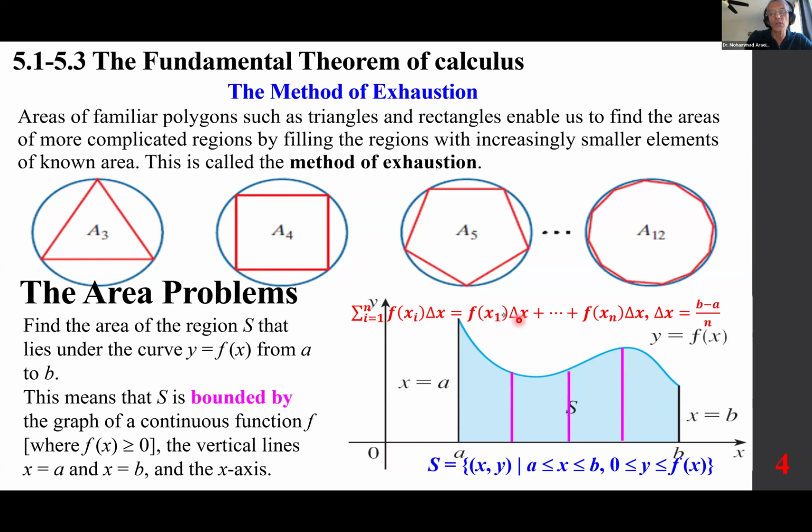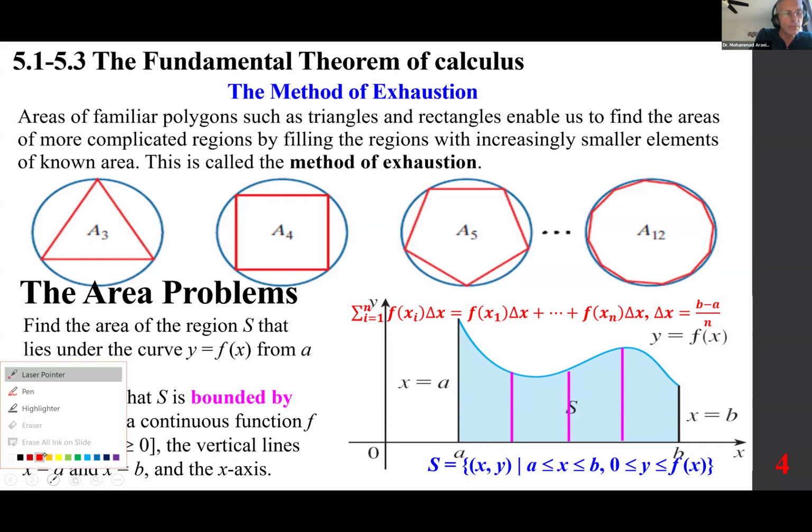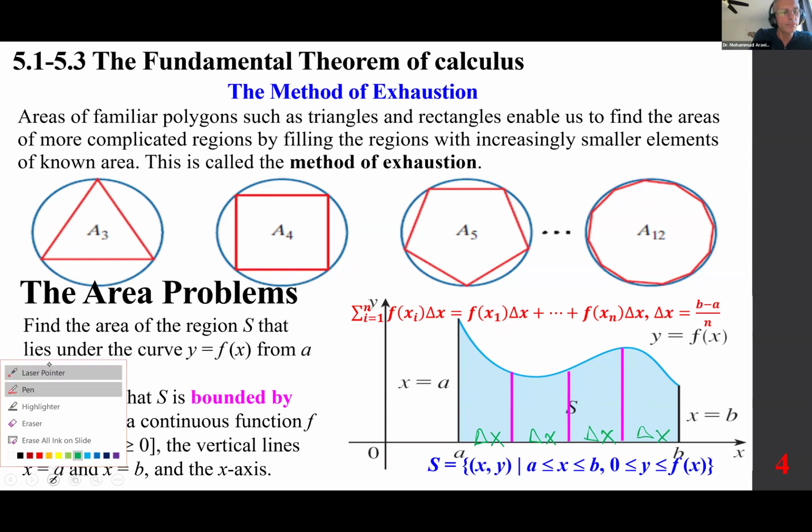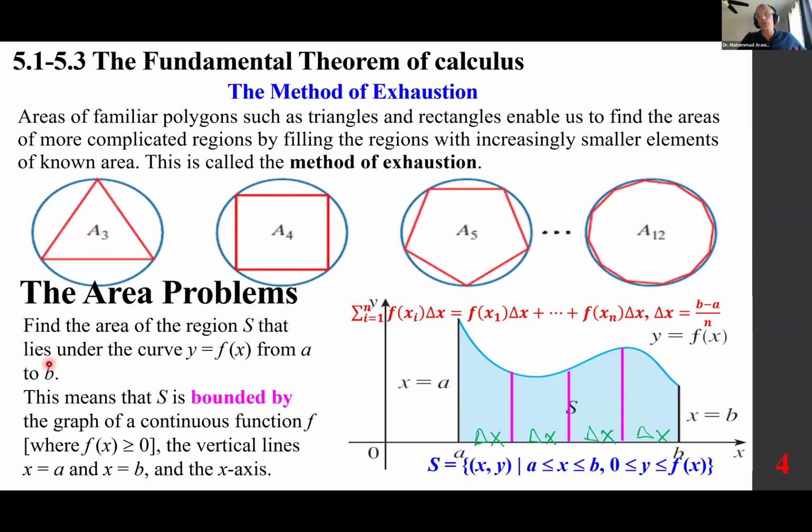That means f of x sub 1 times delta x all the way to f of x sub n times delta x, where delta x is b minus a over n. Delta x is this width. So it's the same for all of them. Okay. Now, you can choose the width to be anything. They don't even have to be the same because we are approximating.